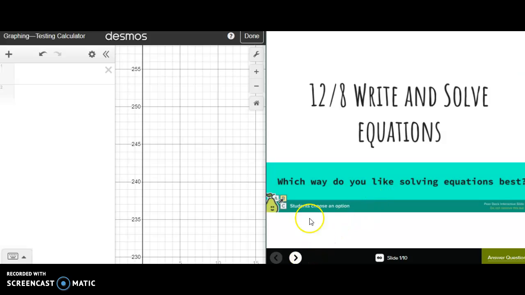All right, the first slide is asking you which way you like solving the best. There are three options. First option is modeling. That's where you have a picture of a scale, or in your mind you split up that problem into an imaginary scale and you can draw the different things you have on the left side and the right side and use that method to solve. There is solving by hand, where you've got to do opposite operations. And the last way is the calculator way that we used with writing equations from situations.